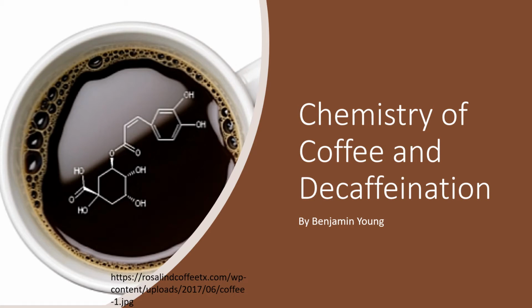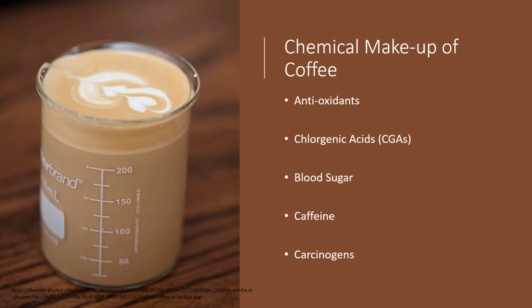Hi everyone, my name is Ben, and today I'm going to talk about the chemistry of coffee, as well as the chemical processes involved with decaffeination. So let's get started. Coffee is full of various chemicals, with over 1,000 aromatic chemicals alone. Chlorogenic acids compose the majority of the antioxidants in coffee, and we'll come back to that later.